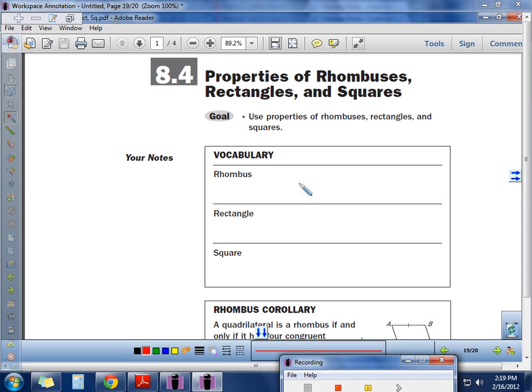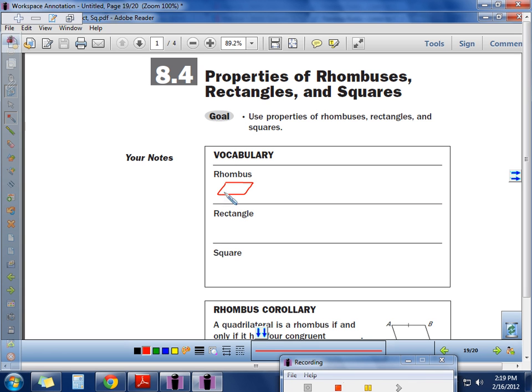Lesson is 8.4, properties of rhombuses, rectangles, and squares. You know a lot of these shapes, but we're going to go in detail on the properties about them today. First off, we're going to talk about a rhombus. It is a type of parallelogram, and this is the parallelogram symbol.